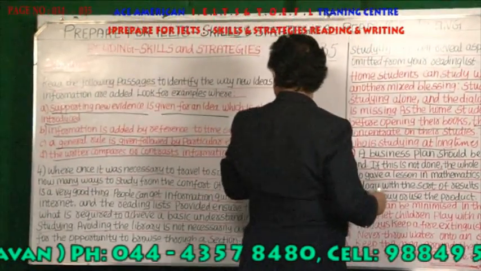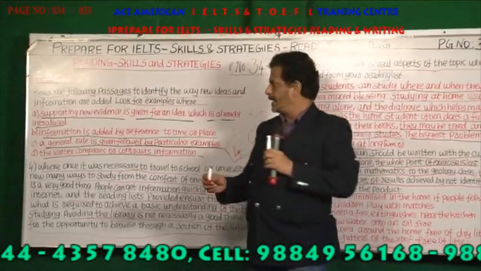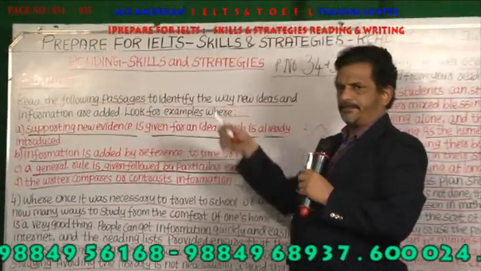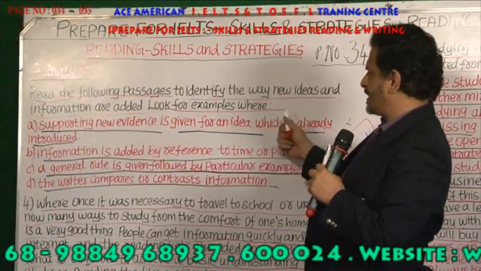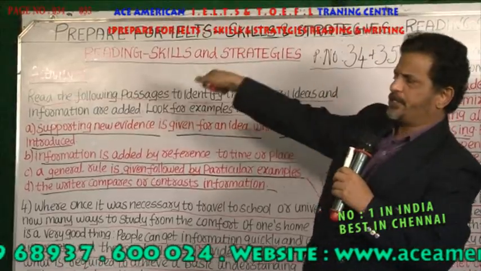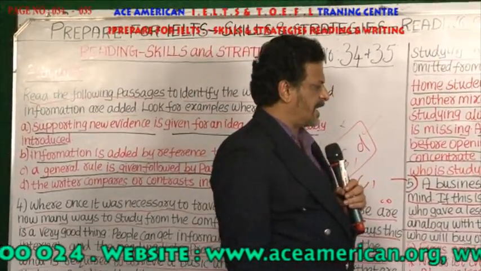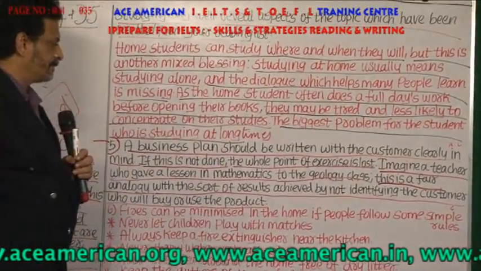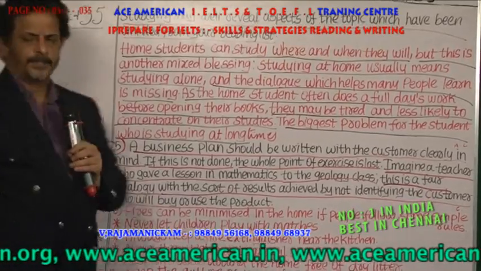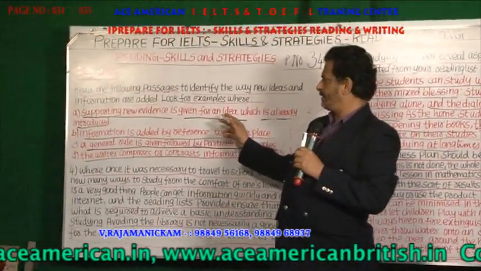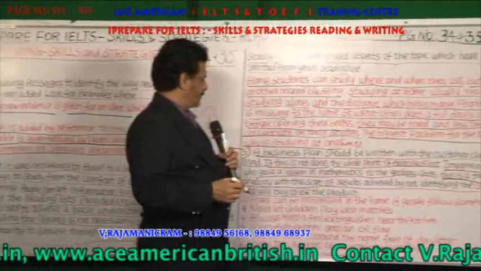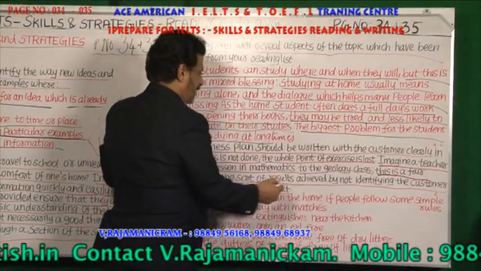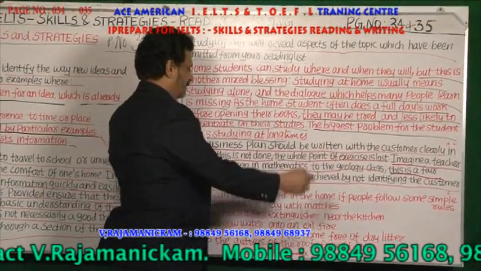Then, what else can be given? A supporting new evidence is given for an idea which is already introduced. What is the idea already introduced, sir? A business plan should be written with the customer clearly in mind. Alright? So here, supporting new evidence is given for an idea which is already introduced. This is a fair analogy with the sort of results achieved by not identifying the customer who will buy or use the product.